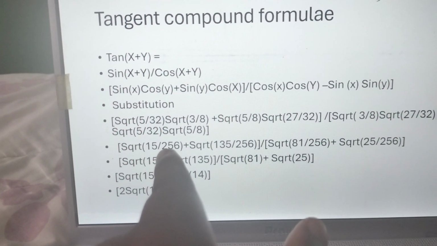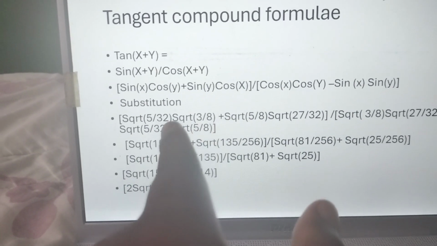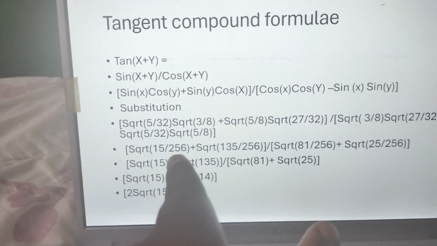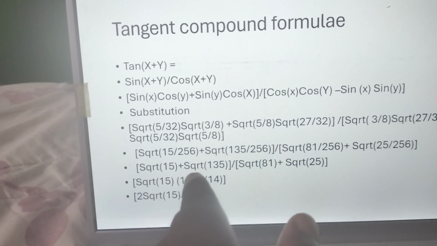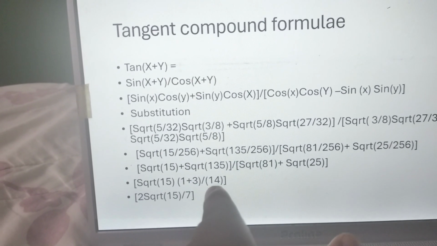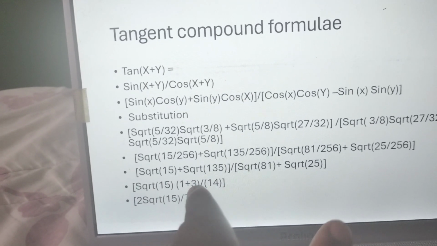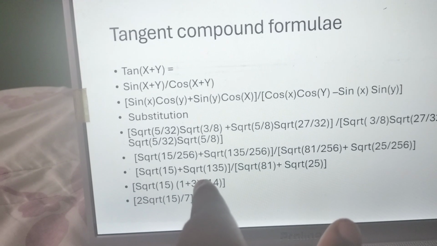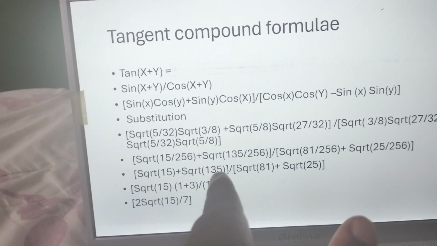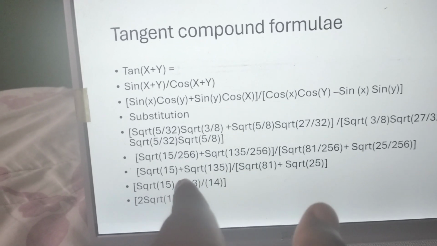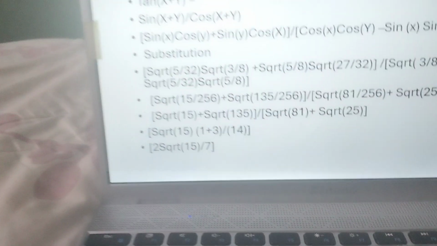Then we proceed to simplify by multiplying the square roots inside. After we multiply the square roots, you'll notice all of them have a common denominator of 256. We simplify, and we then have this, which is basically 14. We can then factor out square root 15, because 135 is 9 times 15, and the square root of 9 gives us 3. Then we simplify, and we get 2 square root 15 over 7. That's our final answer.